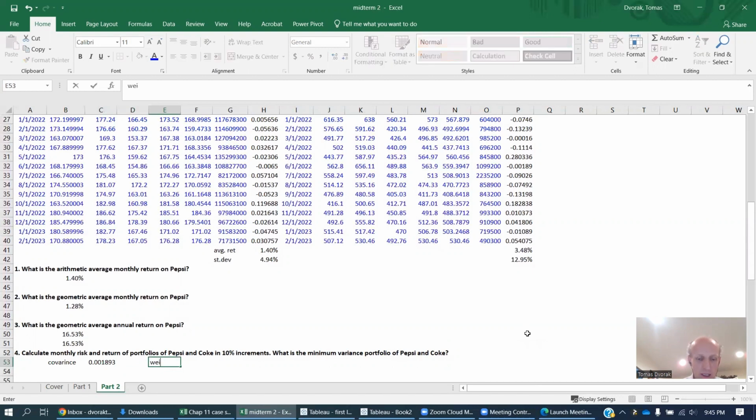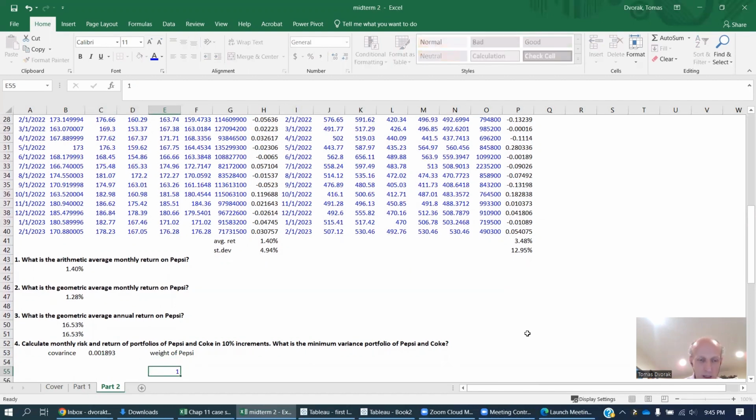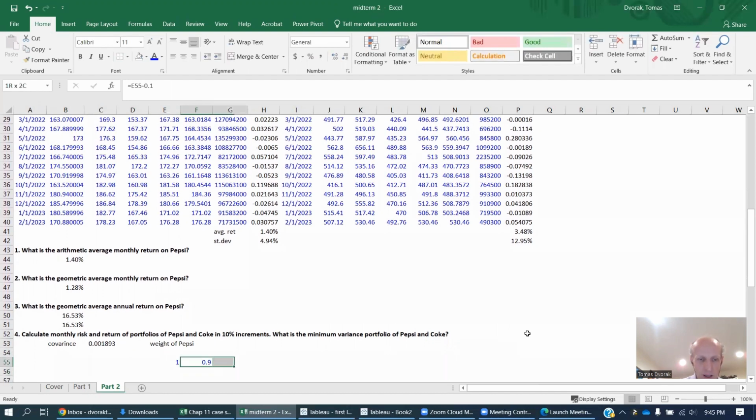So I'm going to do weight of Pepsi. Let's do it here. One is the first weight. We're 100% in Pepsi, and let's change that by 0.1, by 10 percentage points. Let's stretch this maybe to here. Control R. I'm just going to hard code this to 0. Okay.